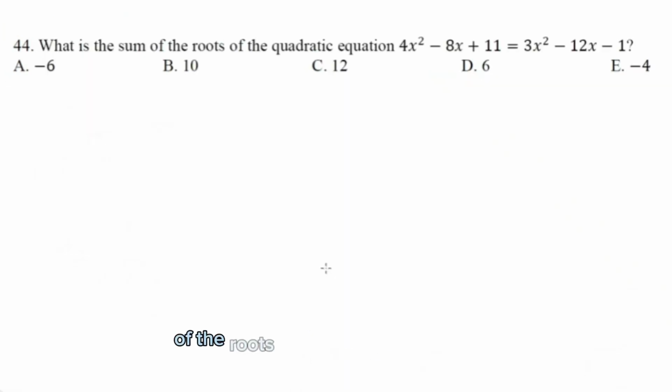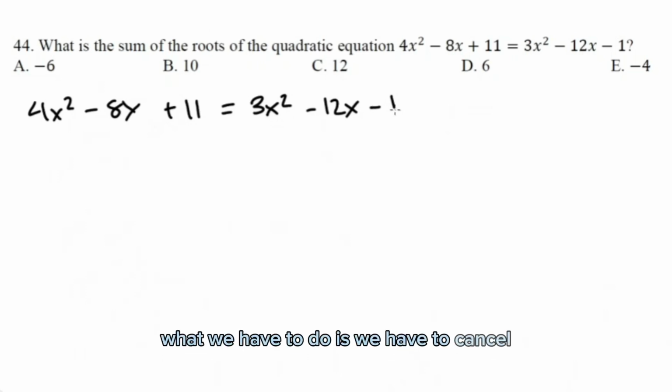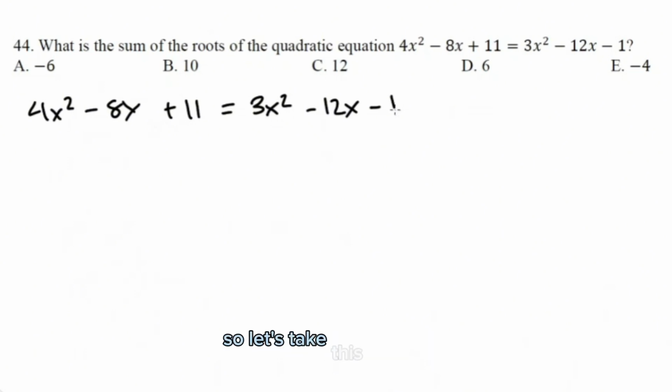Next, number 44. What is the sum of the roots of the quadratic equation 4x squared minus 8x plus 11 equals 3x squared minus 12x minus 1? Alright, so when solving this, what we have to do is we have to cancel out one of these sides. So let's take this right side. We're going to cancel out this side of the equation. The way we do that is by subtracting or adding the values on this side.